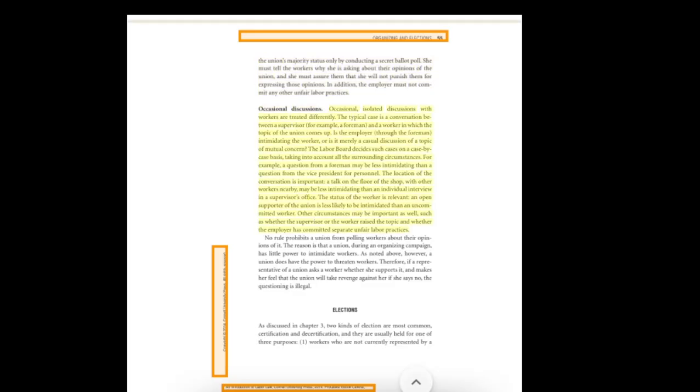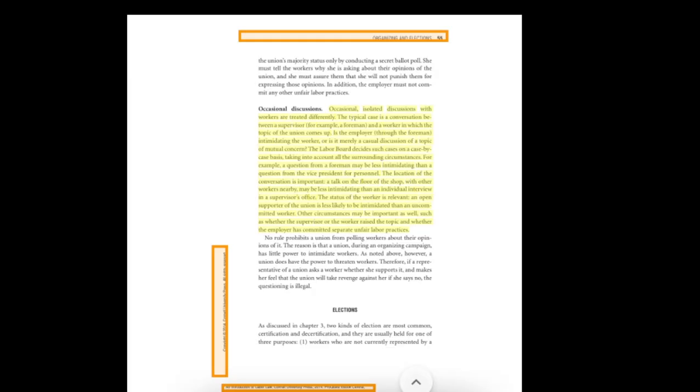Occasional discussions. Occasional, isolated discussions with workers are treated differently. The typical case is a conversation between a supervisor, for example, a foreman, and a worker in which the topic of the union comes up. Is the employer, through the foreman, intimidating the worker, or is it merely a casual discussion of a topic of mutual concern? The labor board decides such cases on a case-by-case basis, taking into account all the surrounding circumstances.